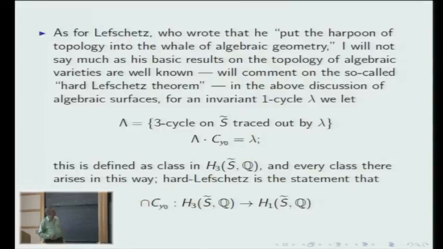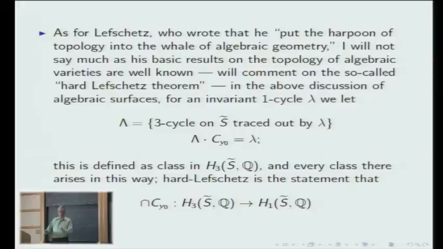As for Lefschetz, he wrote, I think, very nicely that what he did was put the harpoon of topology into the whale of algebraic geometry. And I will not recall his results on the topology of algebraic varieties. I think those are fairly well known. I do want to comment a little bit on the so-called hard Lefschetz theorem.